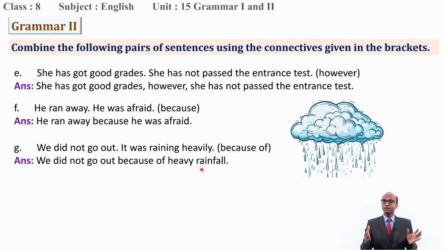Okay, so I didn't go to school yesterday because of my illness. Listen, I didn't go to school yesterday because of my illness. And I didn't go to school yesterday because I was sick, because I was ill. Did you find the difference? Yes. So similarly, we have to use heavy rainfall after because of. Because of needs the addition of a noun phrase.